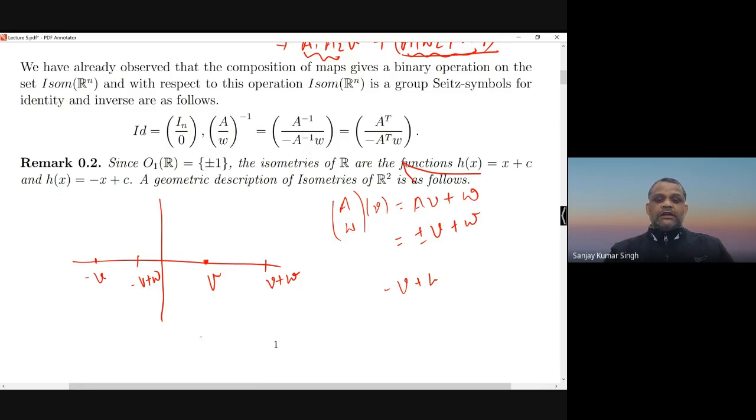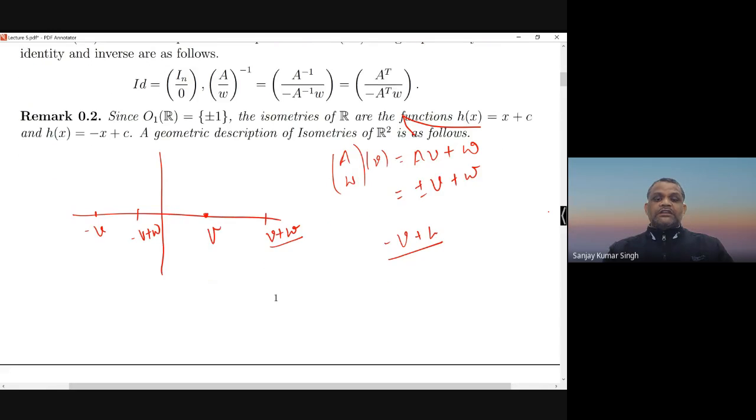So if you see clearly, the first one gives you just a translation, and the second one gives you a reflection first and then a translation, which was the example of glide reflection. So in the case of R, the isometries are very simple and you have only two possible isometries: one is basically translation, and the second is reflection and translation. If the translation vector W is equal to 0, then it is just the identity map.